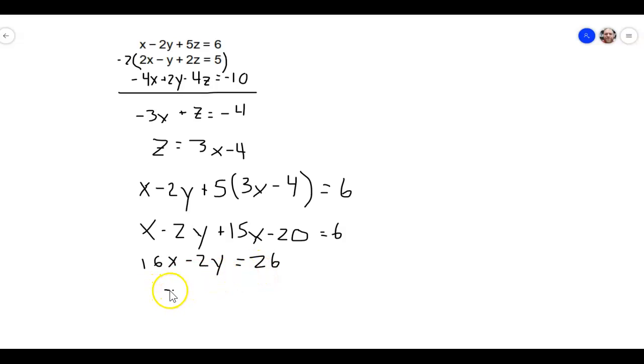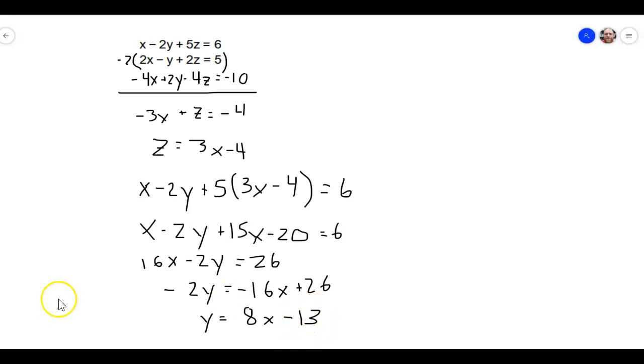So I get -2y is equal to -16x plus 26. Divide through by -2, and I get y is equal to 8x minus 13.